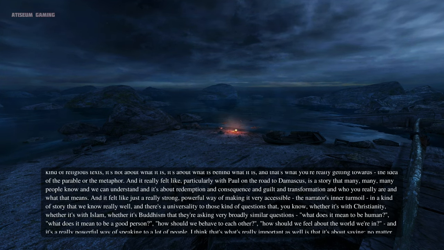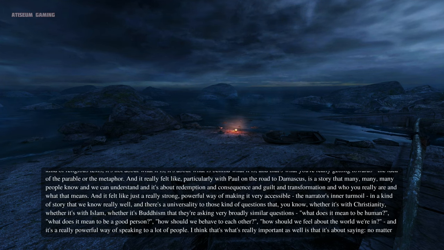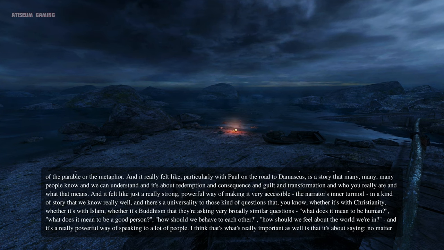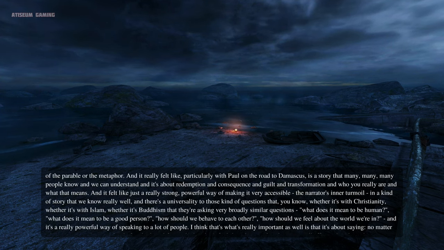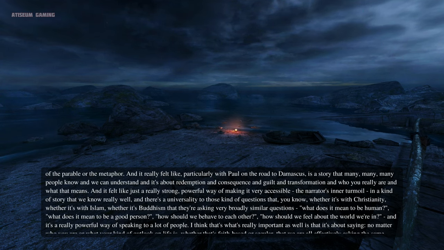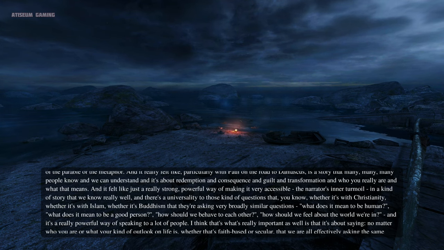And there's a universality to those kinds of questions, whether it's Christianity, whether it's Islam, whether it's Buddhism, they're asking very broadly similar questions. What does it mean to be human? What does it mean to be a good person? How should we behave to each other? How should we feel about the world we're in? And it's a really powerful way of speaking to a lot of people.